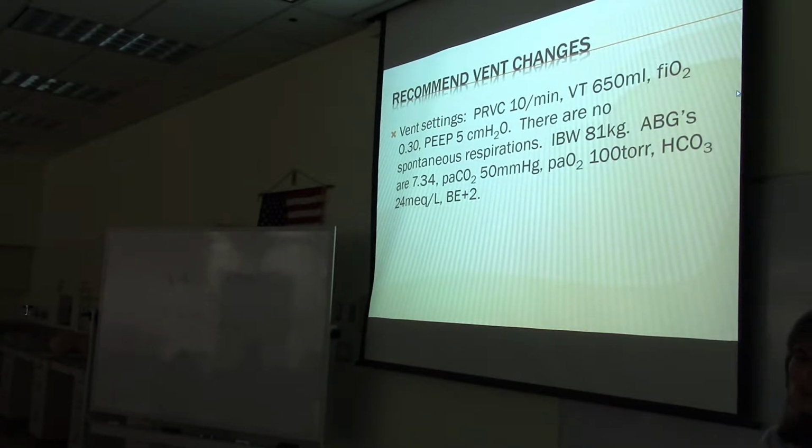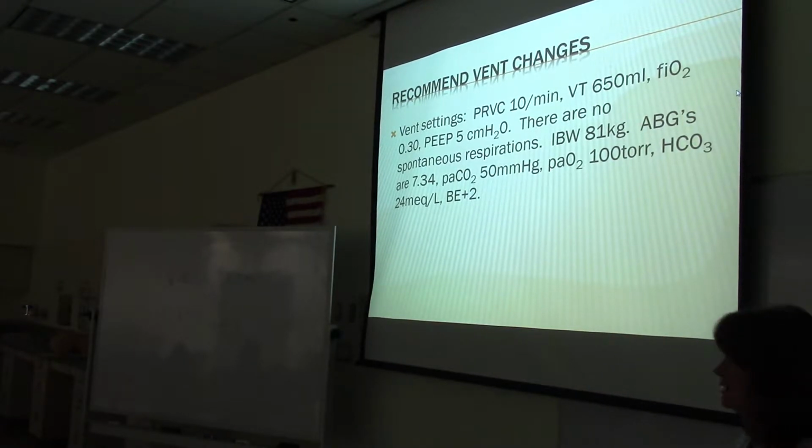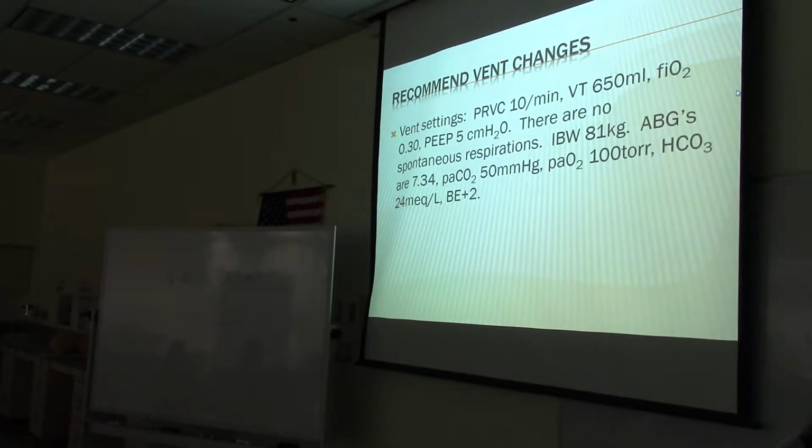All right, so you took the minute volume, multiplied by the CO2 from the blood gas, and then you divided by 40. And then when you do that on your calculator, it comes out to 8.1 liters. All right, so that's the new minute volume.